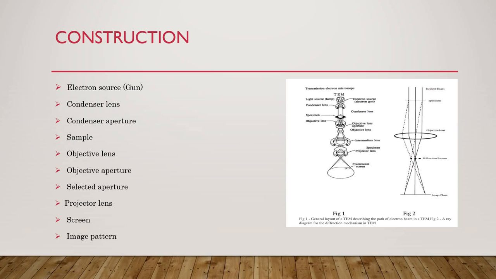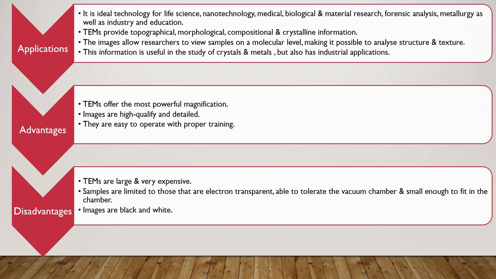The lighter areas of the image represent those areas of the sample through which more electrons were transmitted. Next is application of TEM. A transmission electron microscope is ideal for a number of different fields such as life sciences, nanotechnology, medical, biological and material research, forensic analysis, metallurgy as well as industry and education.